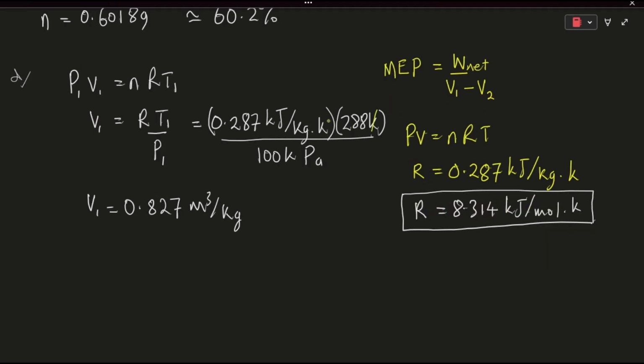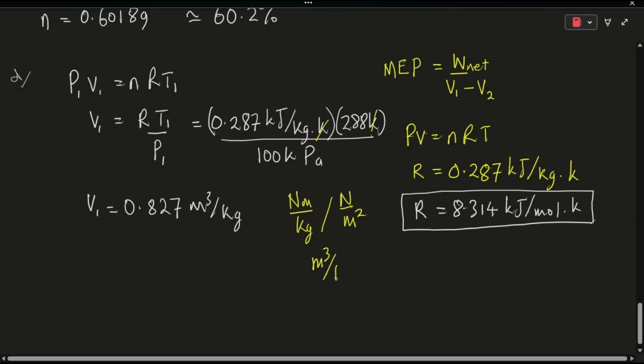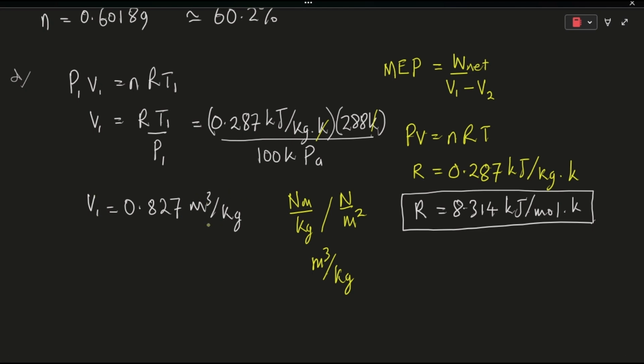Now, Kelvin cancels out Kelvin. Now, joules is a measure of energy expressed in Newton meter, and Pascal is a measure of pressure expressed in Newton per meter squared. So this expression over here comes up to meter cubed per kilogram. That is why we have as the units for V1 meter cubed per kilogram.